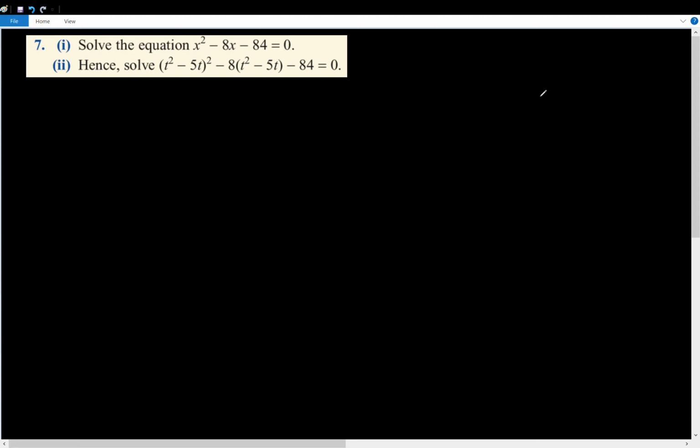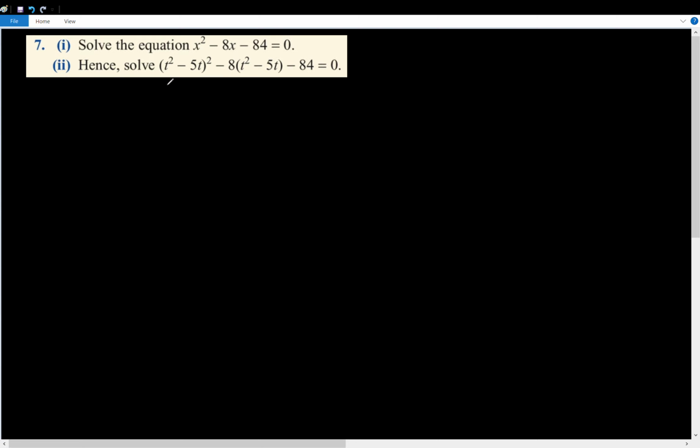This is question 7 from exercise 6.4 in Project Maths 2. In part 1 we are being asked to solve the equation x squared minus 8x minus 84 is equal to 0. And in the second part we're asked to solve the equation (t squared minus 5t) all squared minus 8 times (t squared minus 5t) minus 84 is equal to 0. Now for this, as a way of using this as an explanation, we're going to look at part 2 first.